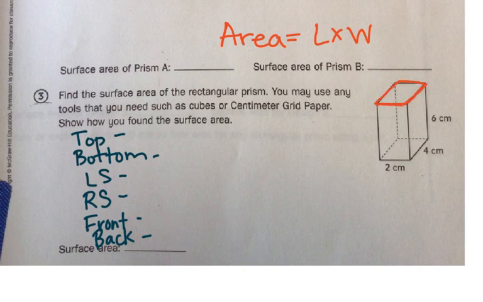Okay, remember opposite sides are the same length. So the length of this is the same as the opposite. So this would be 2 centimeters. And this is the same as this. So this is 4 centimeters. So the area of the top is 2 times 4, length times width. 2 times 4 is 8 centimeters squared. And the bottom would be exactly the same.